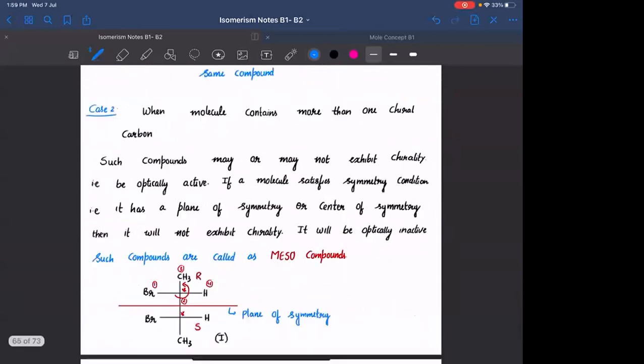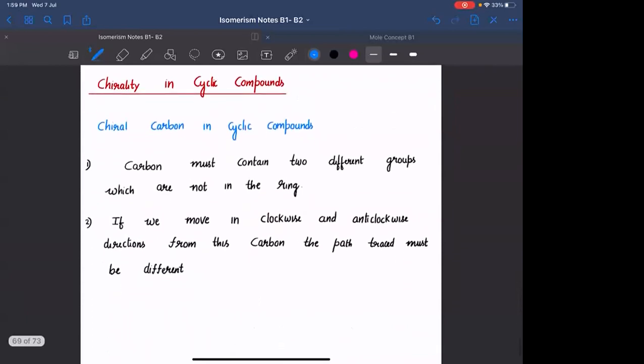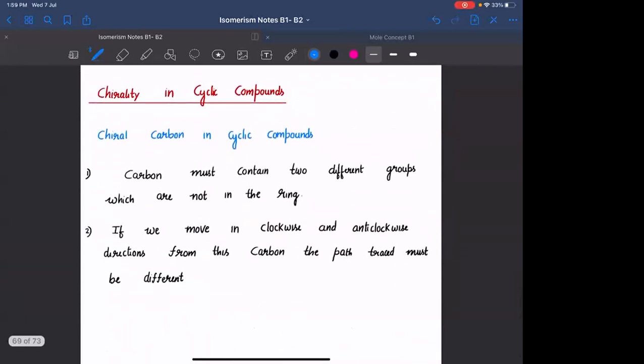Similarly, for a cyclic compound, it is compulsory to have a chiral carbon. Then only you can have a cyclic compound as chiral. Very important difference between these two, acyclic and cyclic. Is that clear? You need to have a chiral carbon. So first of all, let us understand how to look for a chiral carbon in a cyclic compound. यहाँ पे मैंने आपको कुछ points लिखा.